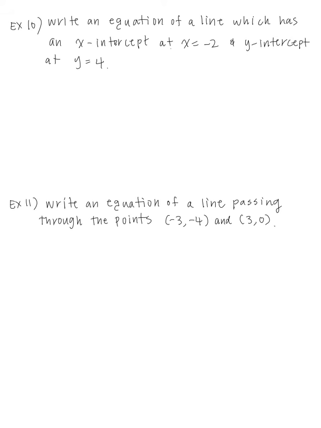Okay, so let's take a look at example 10. Write an equation of a line which has an x-intercept at x equals negative 2 and y-intercept at y equals 4. Let's give a rough sketch. Okay, so x-intercept at x equals negative 2. So that's here. And y-intercept at y equals 4. So what we're looking for is the equation of that line.